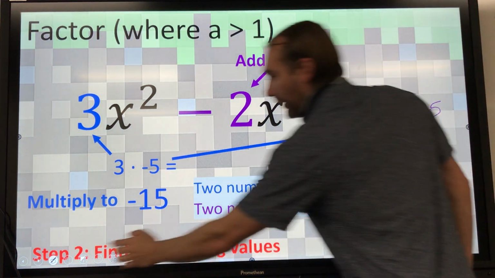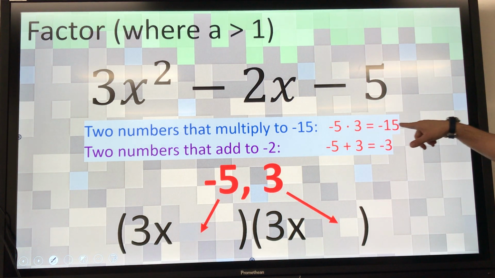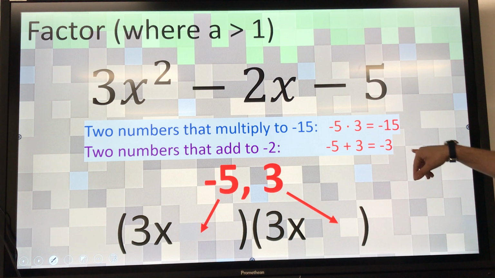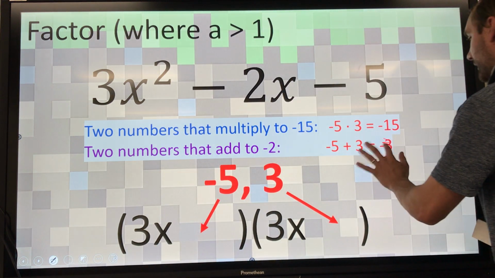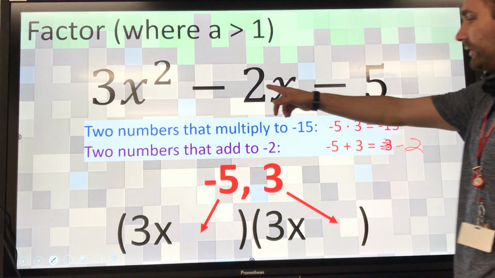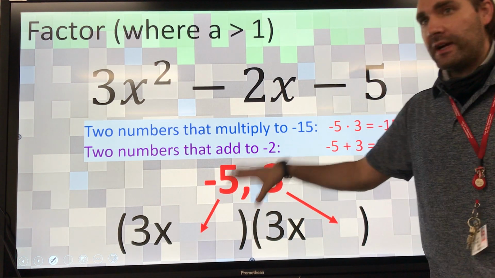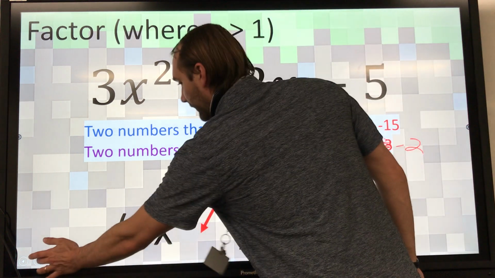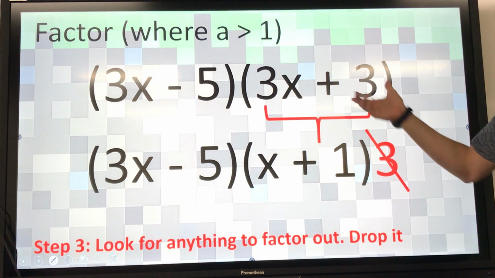So, I believe this is the next slide. Negative 5 times 3 is negative 15. And negative 5 plus 3 is a negative 3. Sorry, that should be a negative 2. Typo. A negative 2. Our middle number. And then once you find that, negative 5 and 3, plug it right back into our empty spots, just like yesterday. So it looks like this, negative 5 and 3.